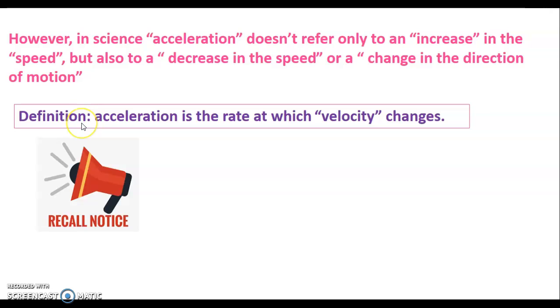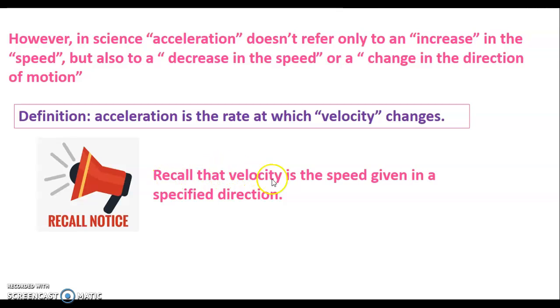So as a scientific definition, acceleration is the rate at which velocity, not only speed, velocity changes, either due to change in speed or due to change in the direction. We want to recall here that velocity is the speed given in a specified direction. We already discussed this idea before.